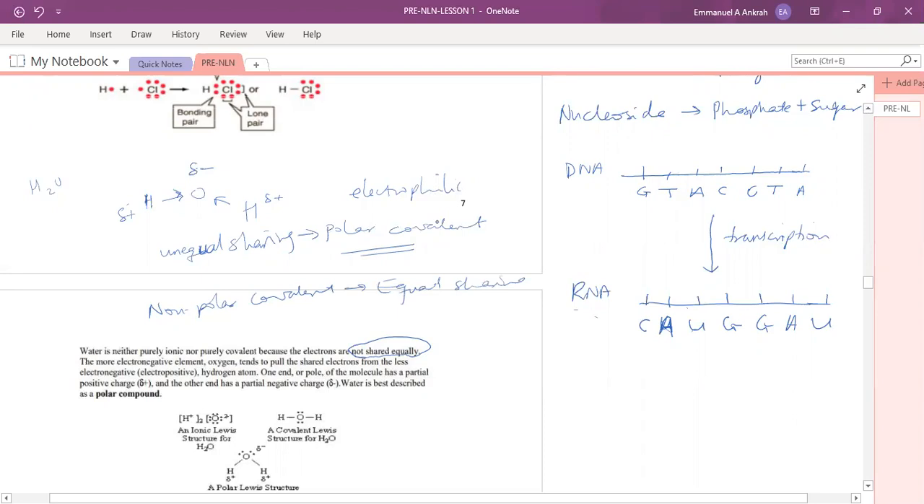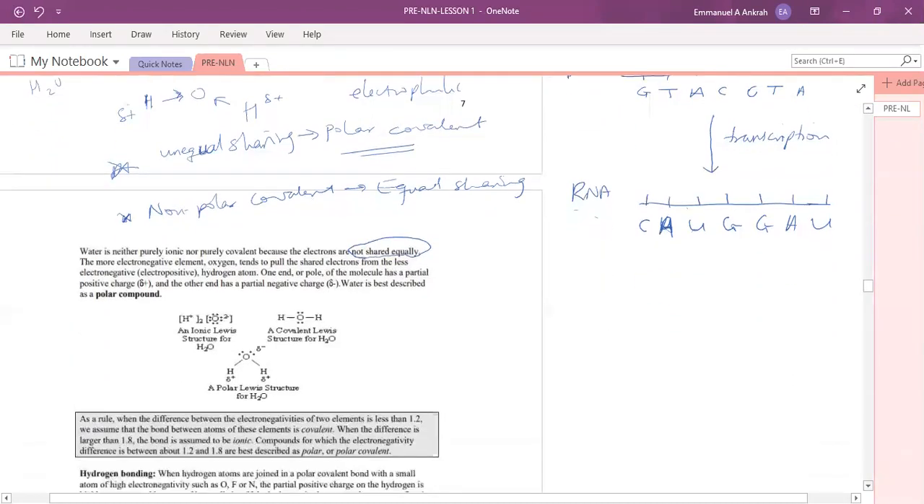So that's the key takeaway here. Unequal sharing becomes a polar covalent compound. Non-polar covalent, equal sharing. Okay, we can have this also in questions. How can I identify equal sharing? Equal sharing.